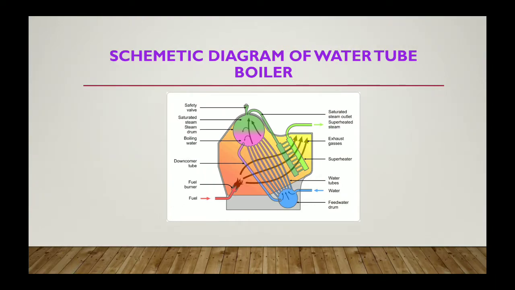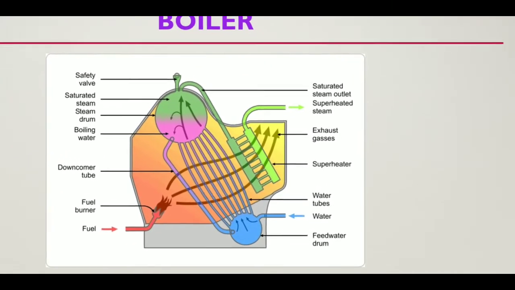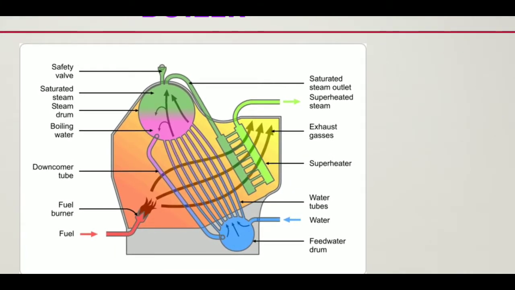Now you can see here the schematic diagram of water tube boiler. These are the several parts of the water tube boiler. First one is the safety valve. It is used to release the extra steam pressure from the boiler drum. This is the saturated steam in the boiler drum, the upper portion of the boiler drum. This is the steam drum.